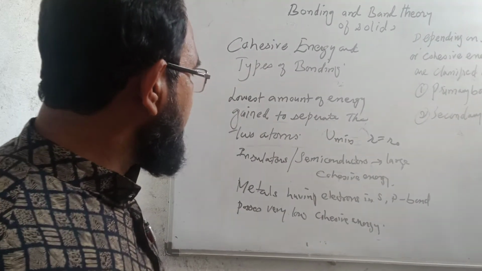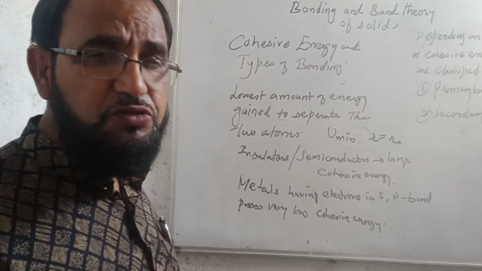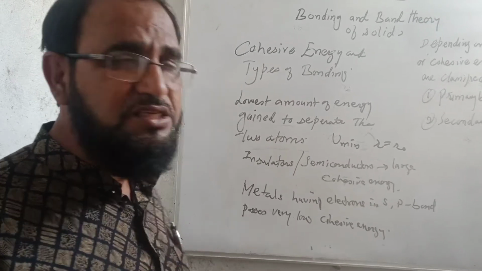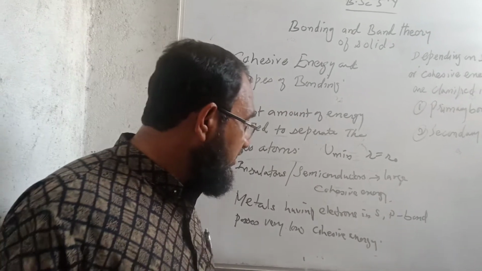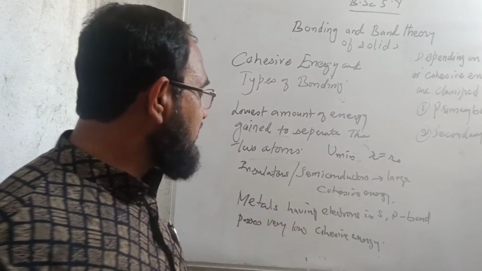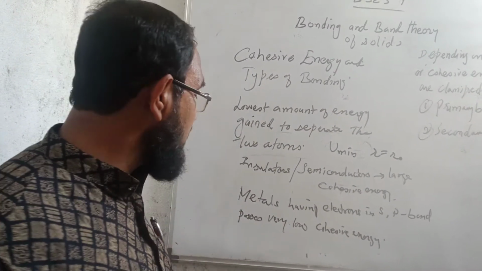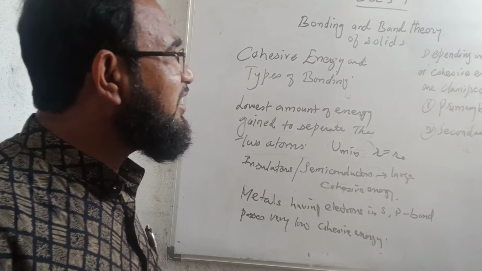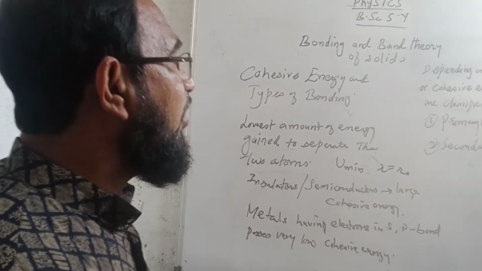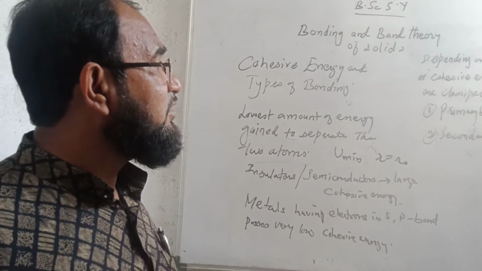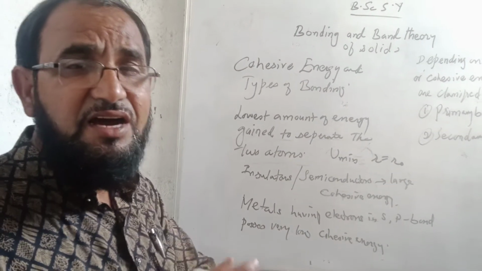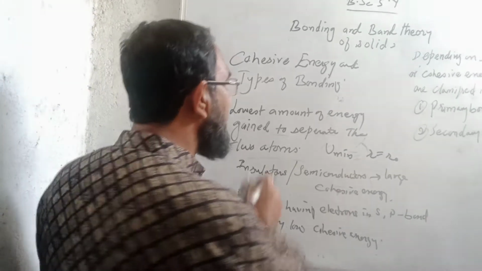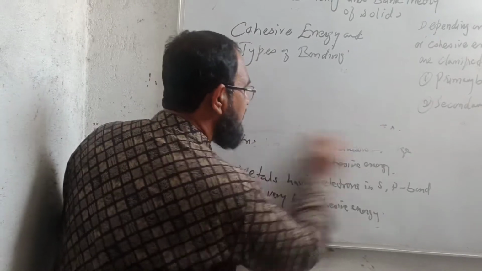Now, for example, whenever there are insulators or semiconductors, this type of material has a large amount of cohesive energy, while in the case of metals having the electron in sp bond, that possesses very low cohesive energy. So depending upon the strength of the bond or the cohesive energy of the bonds, we can classify the bonds into two main categories. One is known as the primary bonds and another is known as the secondary bonds.